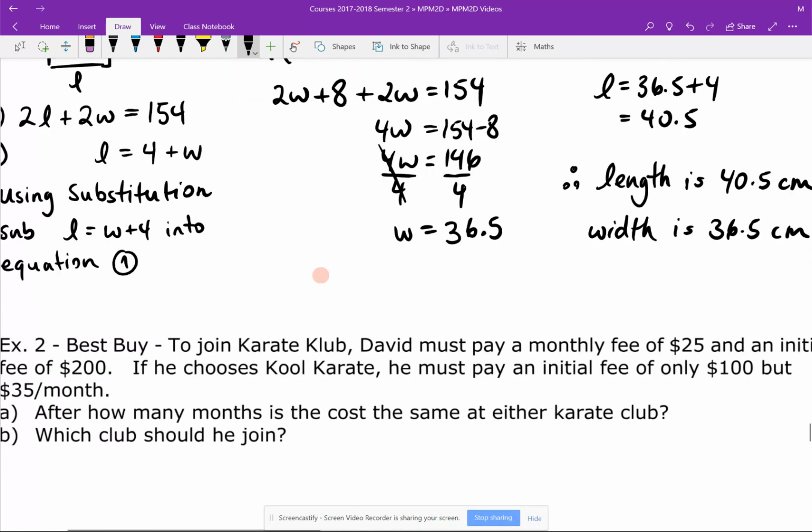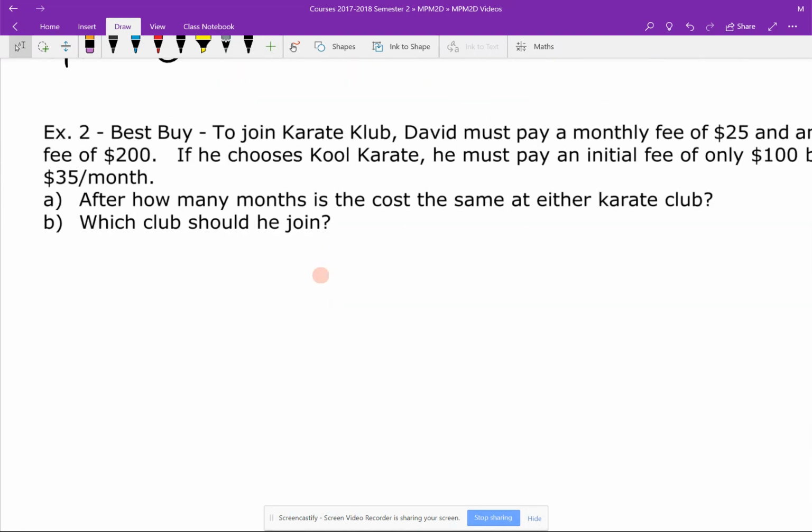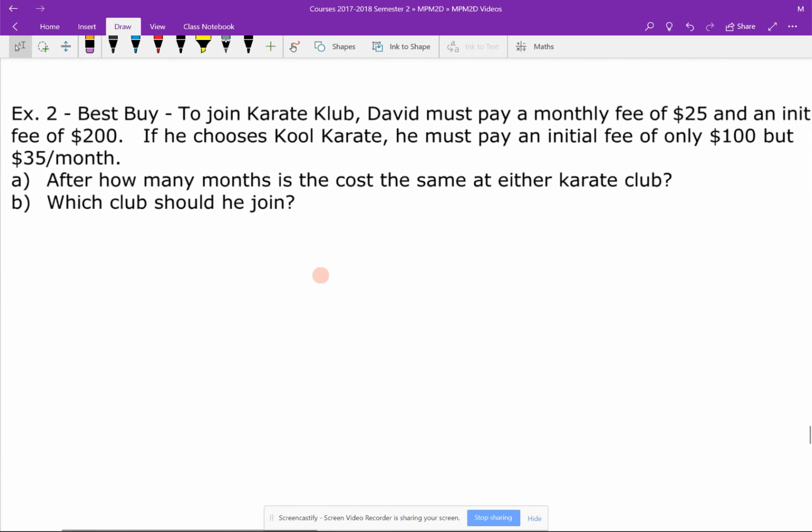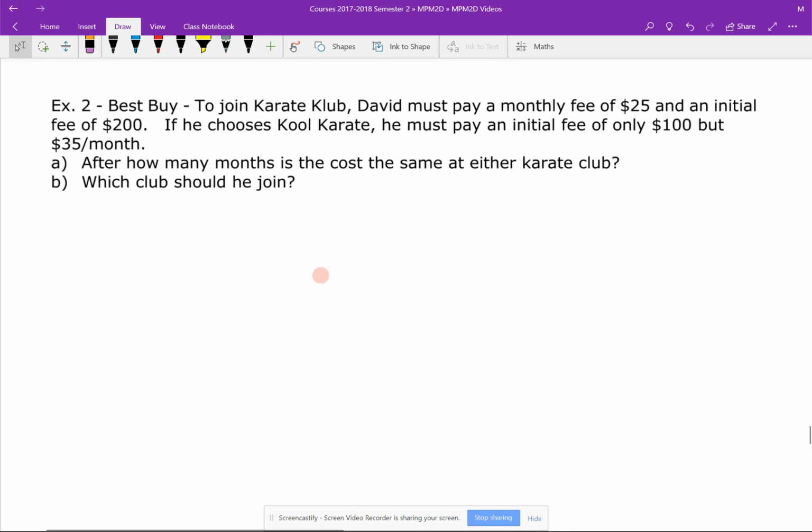Okay, let's look at another example. Let's look at prices now and buying stuff. So to join the karate club, David must pay a monthly fee of $25 and an initial fee of $200. If he chooses Cool Karate, it's a club name, he must pay an initial fee of $100, but $35 per month. So you have an initial fee and a monthly fee, or a rate. Okay, so those two numbers are going to help us define our equations. Part A, after how many months is the cost the same at either karate club? And part B, which club should he join?